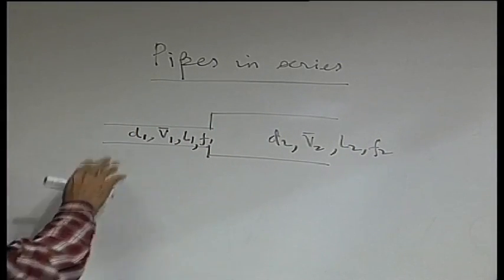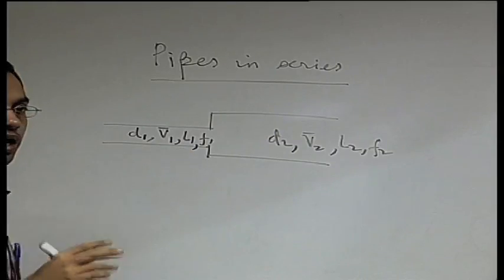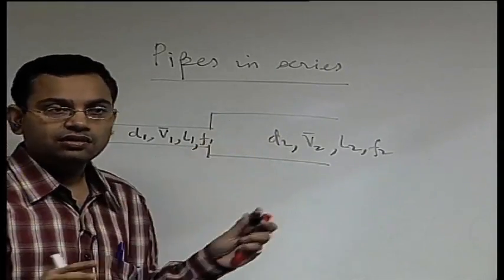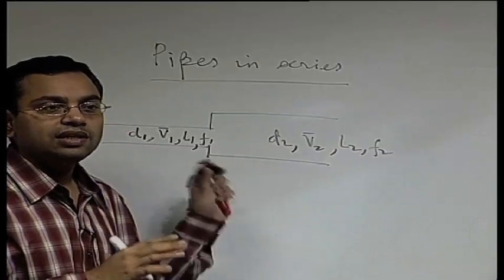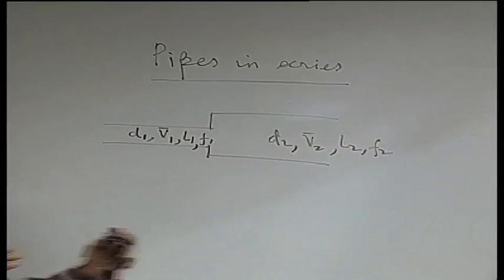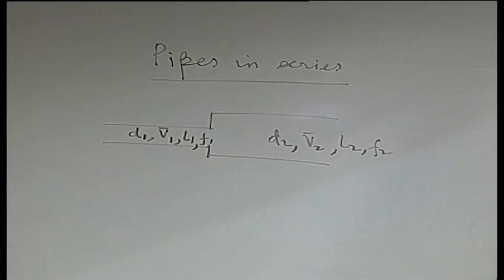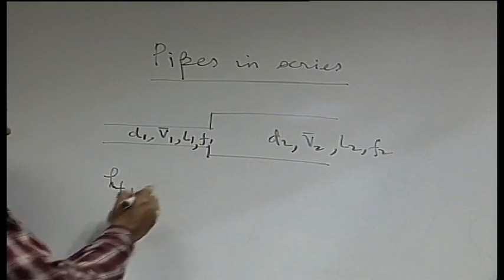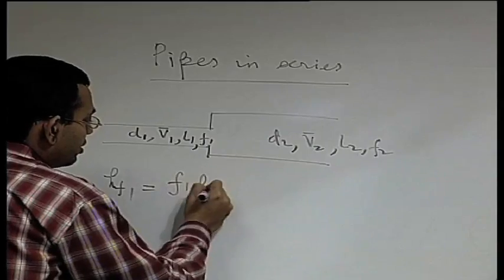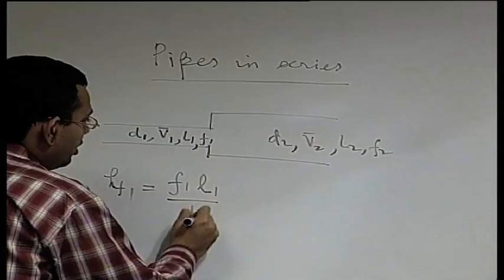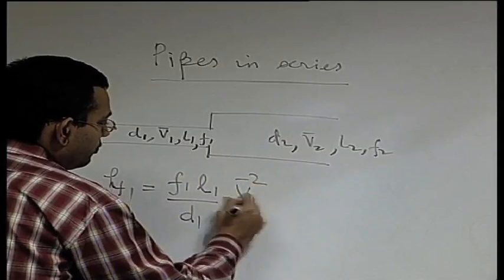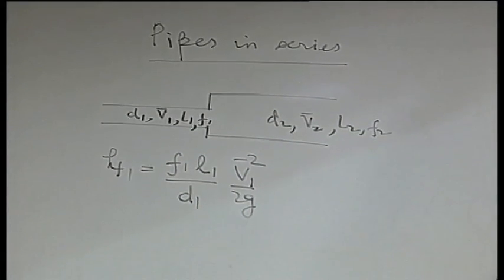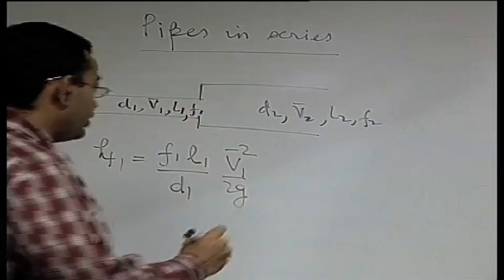When we consider these pipes in series and parallel, in this analysis, which we are presenting as a theoretical development, we are not considering the minor losses, we are considering only the major losses. So the head loss for pipe 1, what is that? F1 L1 by D1 into V1 square by 2g. What is V? V is 4Q by pi D square.